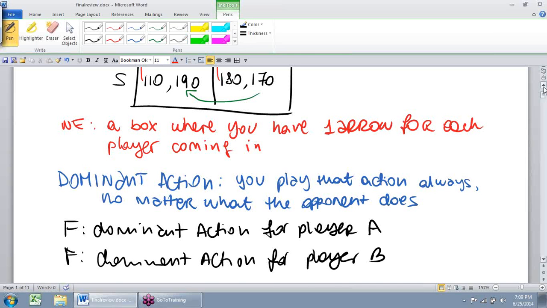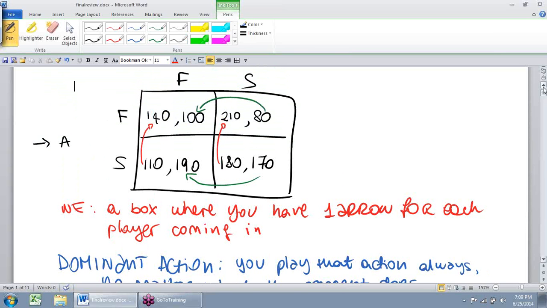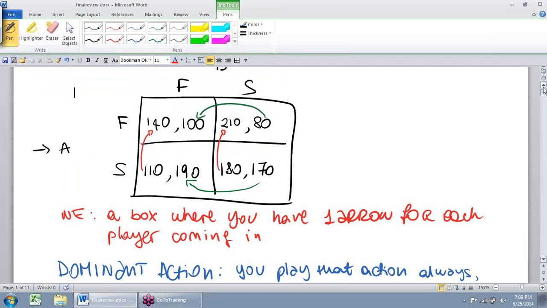And now let's go to C. What are or is the Nash equilibrium? We need to find the box where we have one arrow for each player coming in. And here the only box that has such property is fight, fight. So our unique Nash equilibrium is fight for both players. So this will be our Nash equilibrium.